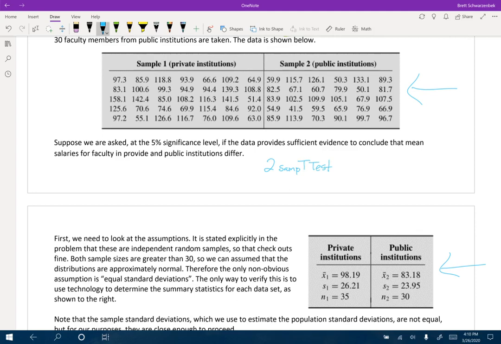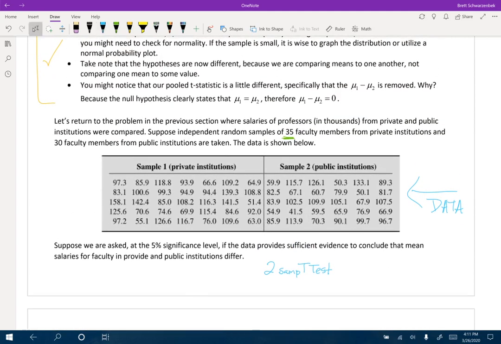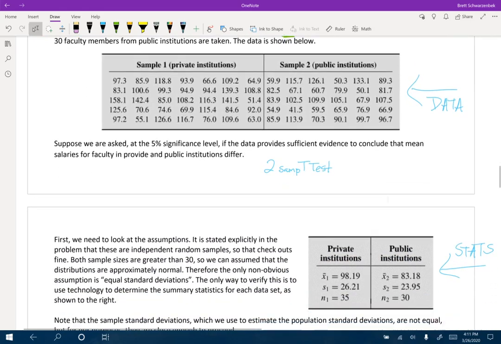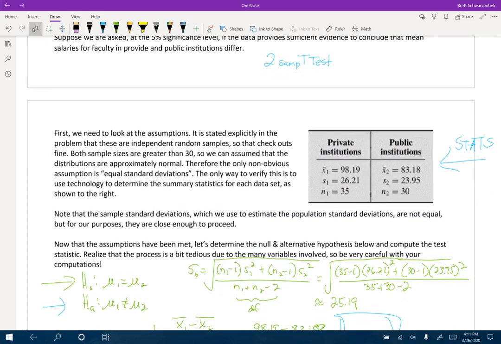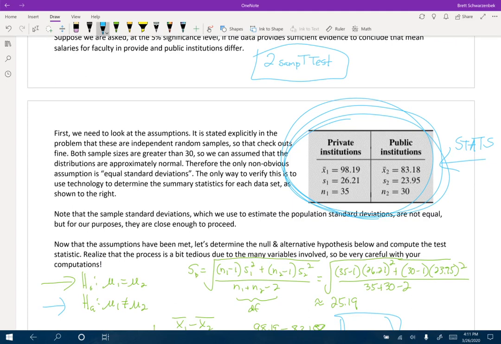But you'll have, again, the option of data or stats. Okay, rarely are you given both of these, so the best thing to do is just go with whatever is given. So let's say you weren't given the stats at the bottom here, you're just given the data, then you would enter L1 for one list and L2 for the other sample, and then yes, pooled, and then it will do the whole thing for you, give you your p-value and test statistic. If you weren't given the data, then you would choose stats, and you would enter all of this information into the 2-SampTTest. Choose yes for pooled, and then you can verify all of your results.